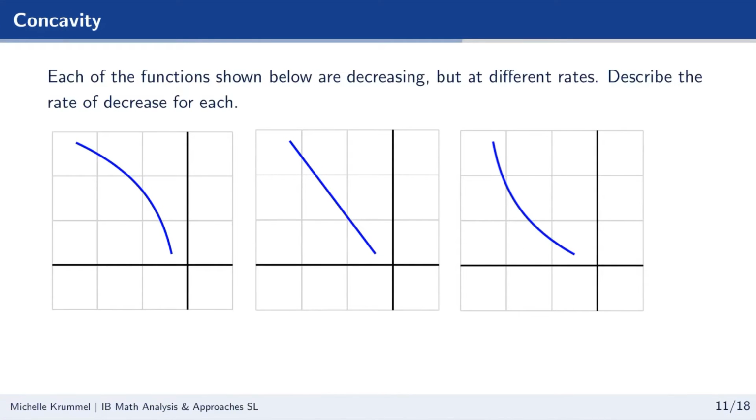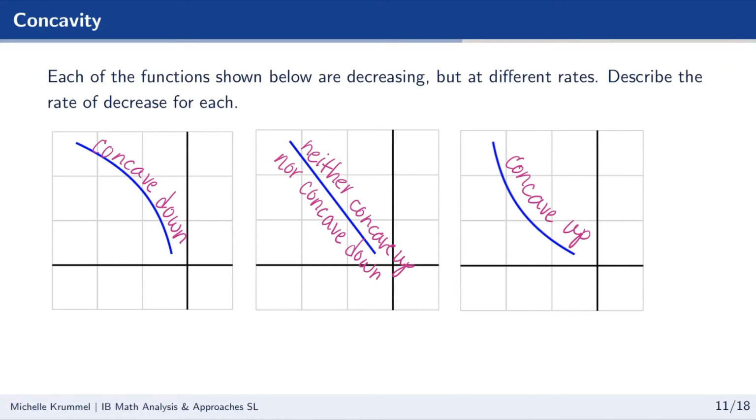These three graphs are all decreasing, but again, they're decreasing at different rates. And we can see just by looking at the curvature and how if it's opening upward or downward. In the first graph, this is concave down. In the middle, it's neither concave up nor concave down. And the last example, concave up. So in the first graph, if we were again walking now down the hill, right, it's getting steeper and steeper and steeper as we go.